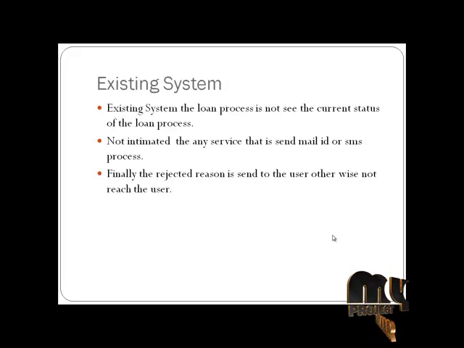Existing system. In the existing system, the loan process does not let the user see the current status of the loan process. Finally, the rejected reason is sent to the user, otherwise the loan status.